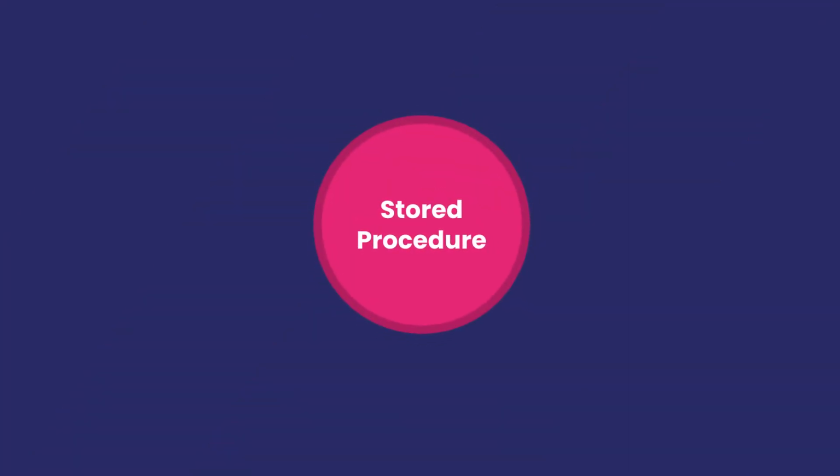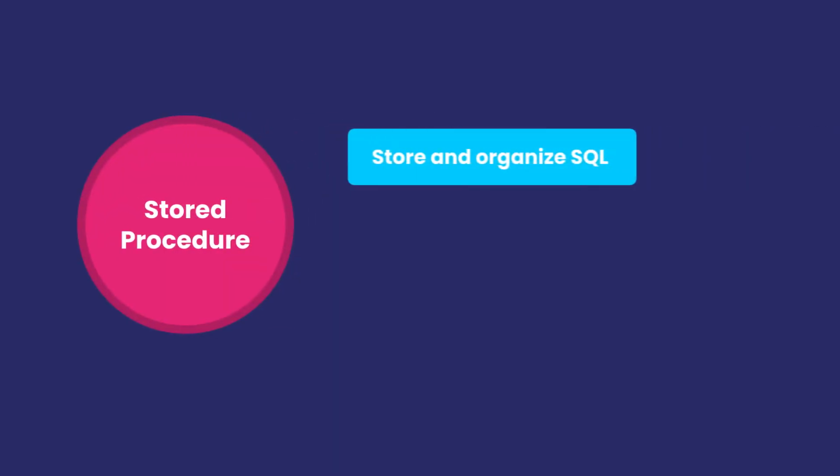But where? Inside a stored procedure or function. So a stored procedure is a database object that contains a block of SQL code. In our application code, we simply call these procedures to get or save the data. So we use stored procedures to store and organize our SQL code. But stored procedures have other benefits.